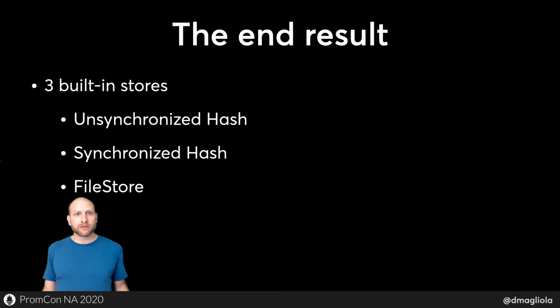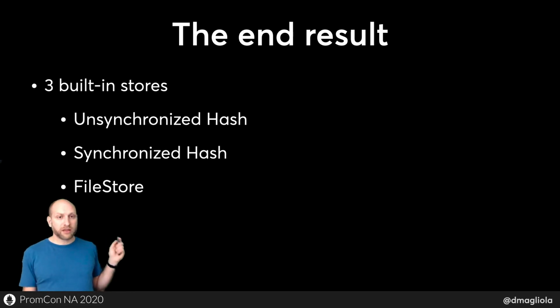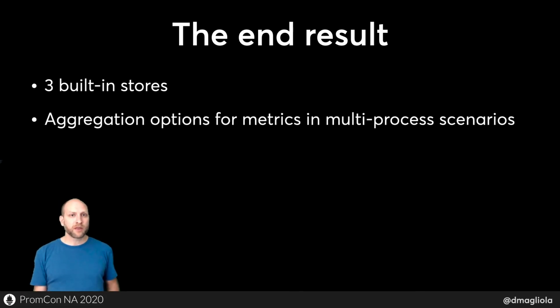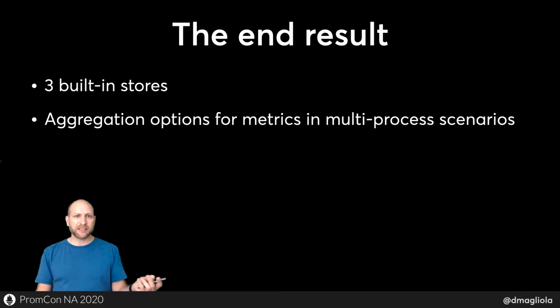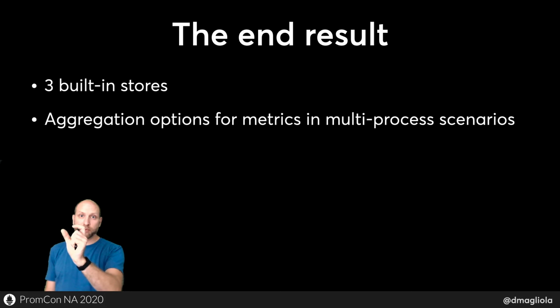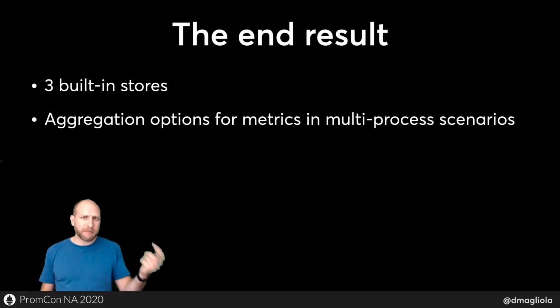So this is where we are now. After the rewrite, we ended up with 3 built-in stores for different scenarios: a single thread in a single process, multiple threads in a single process, or multiple processes. You now can configure how to aggregate values, because now that you have multiple processes, you can have multiple values. For counters and histograms, you just want to sum them. But for gauges, that doesn't necessarily make sense. It depends on your use case. So gauges will default to all of the time series, tagged with a process ID label. But you can, for example, take the maximum or the minimum or the most recent one.